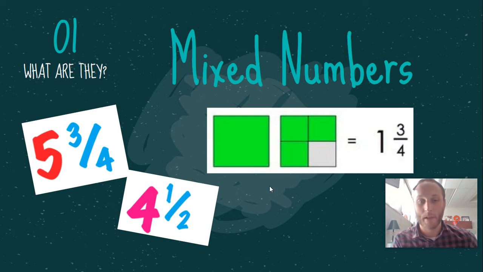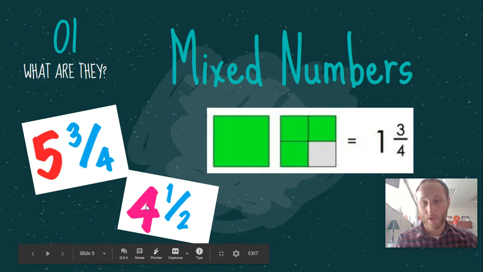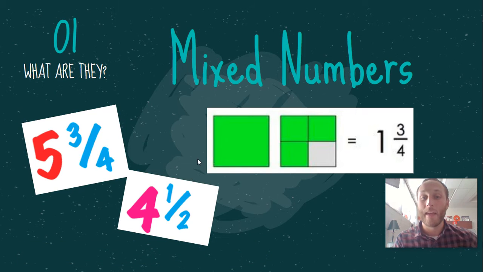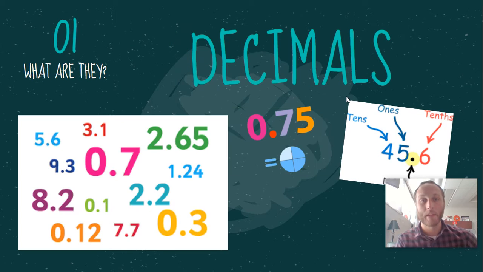That's a mixed number. I could call another mixed number 4.5. So I would have 4 wholes shaded, and then I would have half of another one shaded. Or if I took this picture and added 4 more boxes, then I would have 5 wholes shaded, and I would have 3/4 of the last one shaded. So that would be 5 and 3/4. So that's a mixed number.